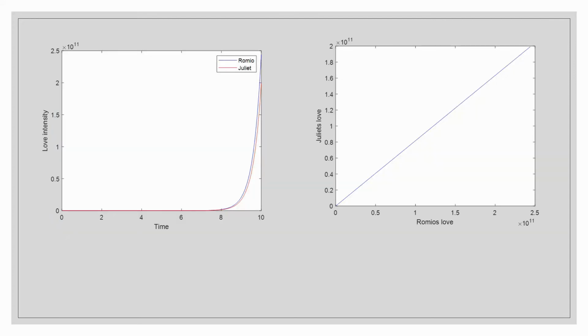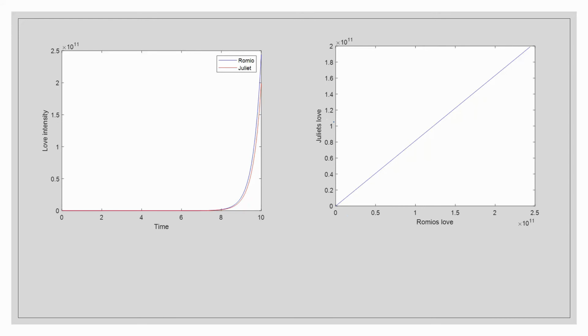If I draw the graph of this, you can see that the love intensity is rising day by day. You can easily see that as time increases, their love intensity also increases with time.